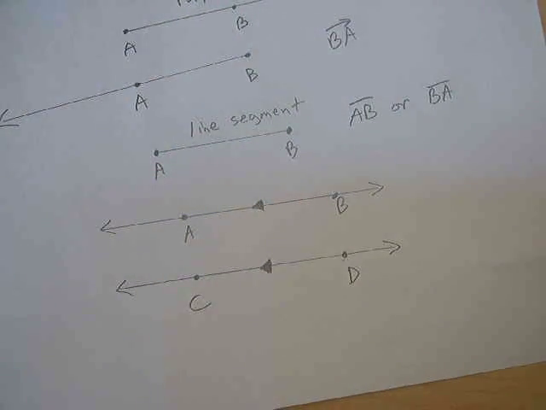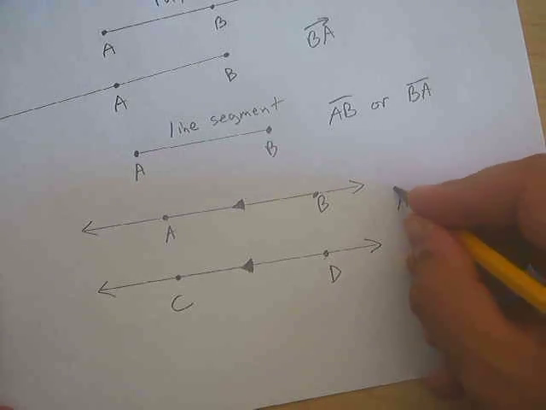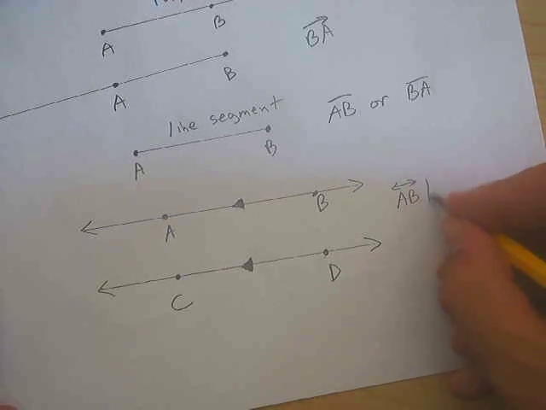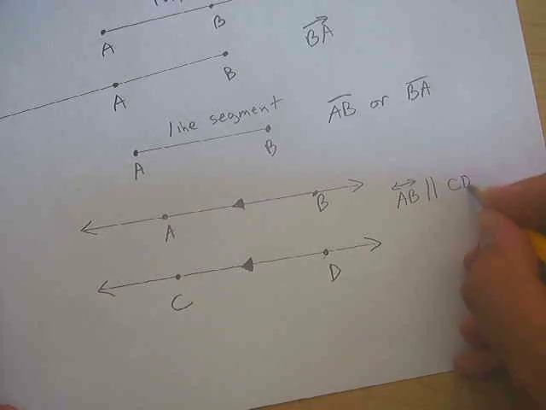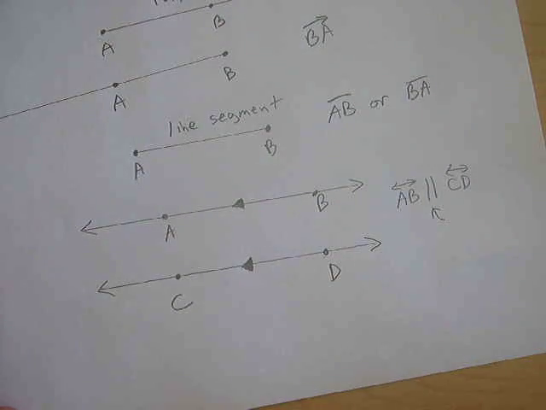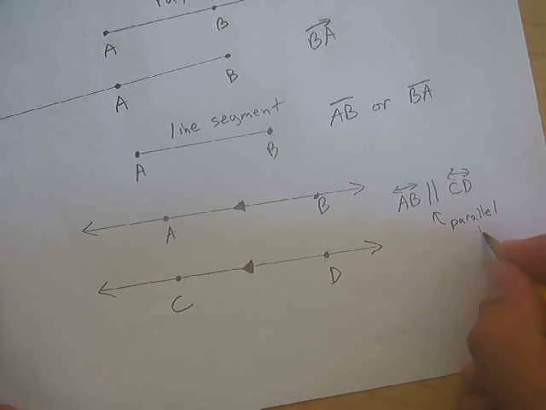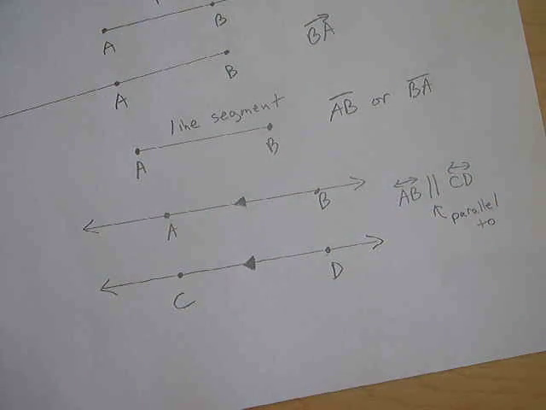If these both have one arrow, that means that these two lines are parallel. They could both have two arrows or three arrows, as long as they have the same number of arrows. Remember, parallel lines go on forever in a plane and they never intersect. So I could write that like this: AB is parallel to CD. These two lines right here mean parallel to.